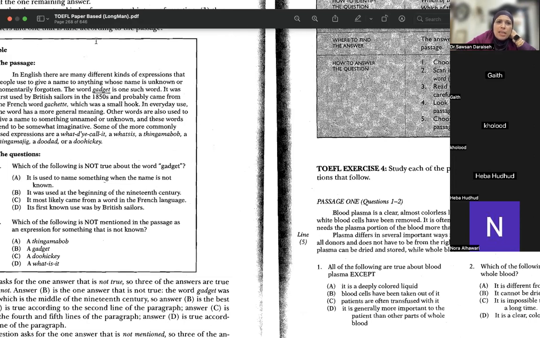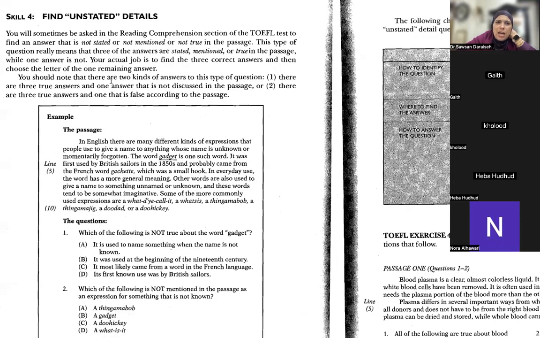So you will sometimes find asked in the reading comprehension section questions about what? About an answer that is not stated, not clearly mentioned, or not true in the passage. This type of question really means that 3 of the answers are stated, mentioned or true in the passage.